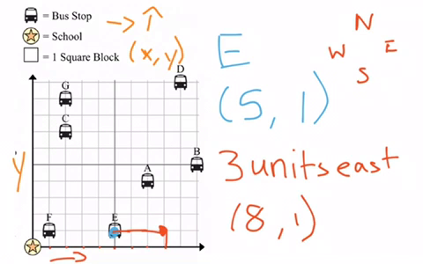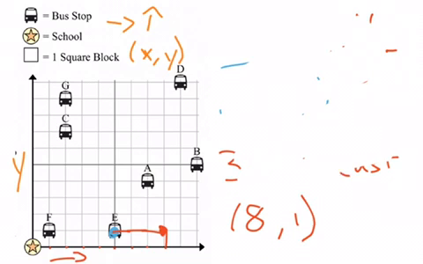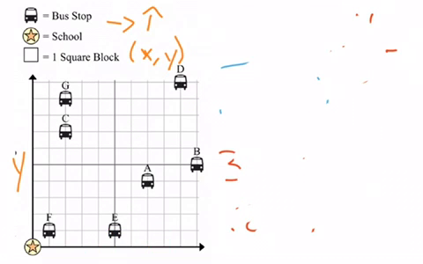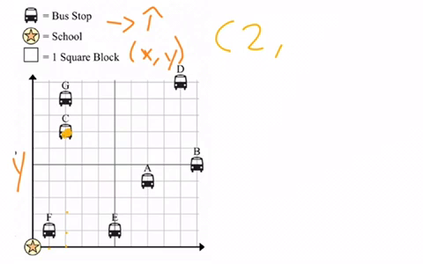Okay, let's try a different skill. So now I'm going to erase this. I want to look at bus C and bus G. They're very close together. So I'm going to start at bus C right here, and I want to figure out what the coordinates of bus C are. So let's start there. I'm going to jump over on my x-axis, 1, 2, and then up on my y, 1, 2, 3, 4, 5, 6, 7. Okay, so this is C, bus C.